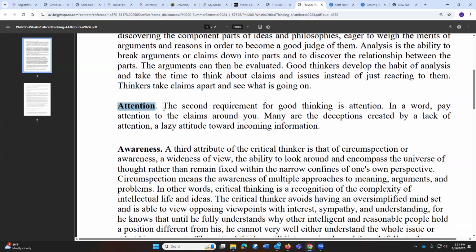Attention. Well, are you paying attention? Attention is important. The second requirement for good thinking is attention. Simply put, pay attention to the claims that people are making around you. Many are the deceptions created by a lack of attention, a lazy attitude toward incoming information. Information is bombing at us every moment. Zip, zip, zip, always in front of us.